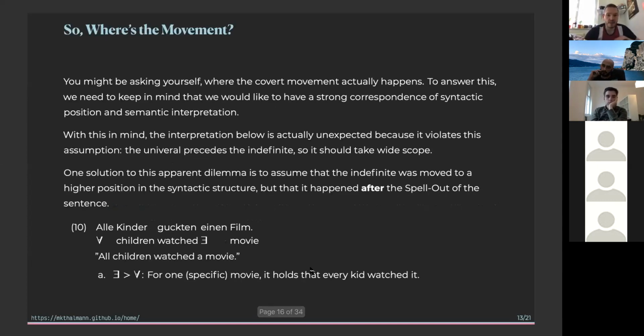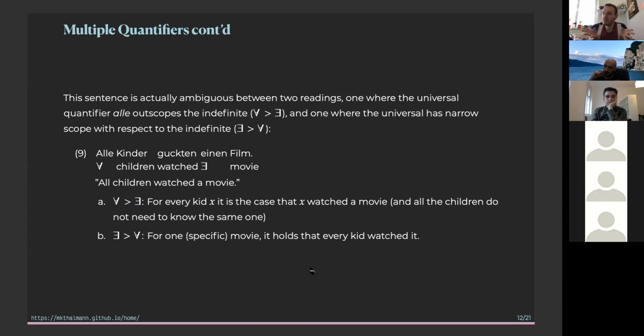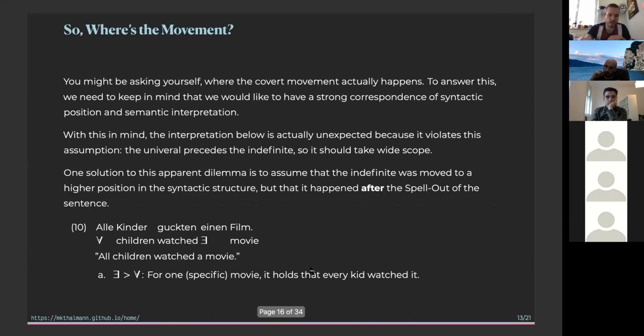But you might be asking yourself, okay, the sentence is ambiguous. We've talked about this with Danny yesterday. Where's the covert movement now, right? But what Danny mentioned just before I started was the correspondence between syntax and semantics, right? What we want is a very close mapping from syntactic structure to semantic interpretation. But here, we don't actually get this for one of the readings, right? The interpretation in 10a, where the existential has wide scope and is higher in the structure, actually violates linear order, right? Because if we look at the sentence, the universal quantifier is actually first and thus higher in the structure. So we would expect the other interpretation to be more salient.